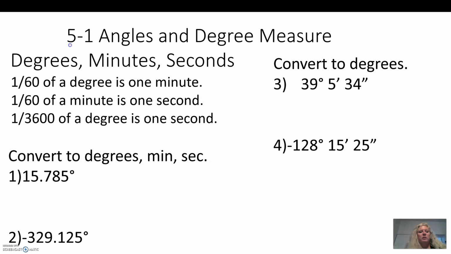This is 5.1, angles and degree measures. So, this is where we're going to start.